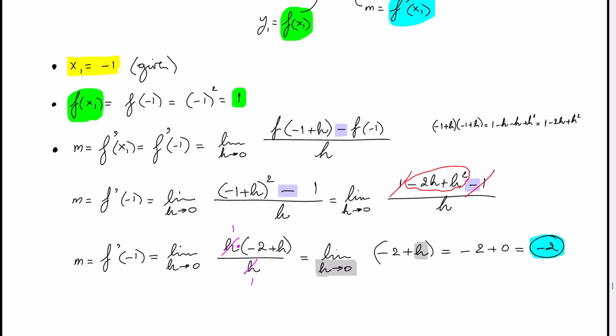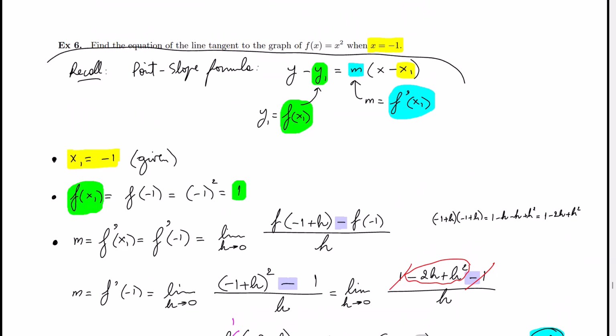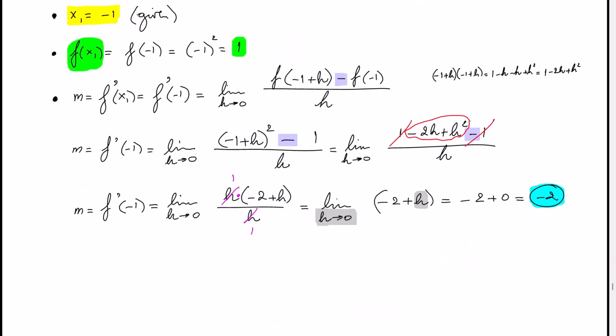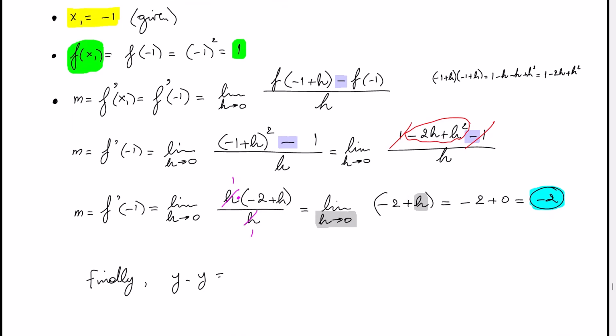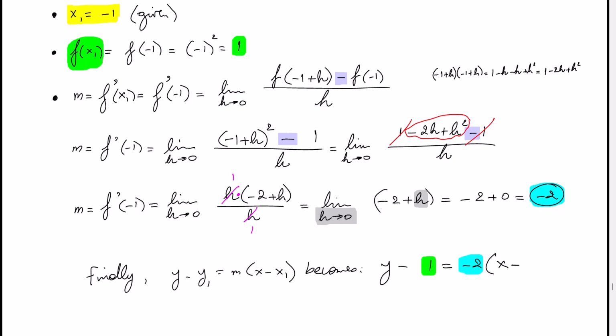Now, let's put everything together and go back to this over here. So I'm going to grab the formula from the top of the page and say, finally, after all this work, y minus y1 equals m times x minus x1 becomes, with all the numbers plugged in, y minus y1, which is 1. That's the green number, by the way. So let me color it in green. It's equal to m, which is -2. That's the blue number that we just found. And it's multiplied by x minus x1.